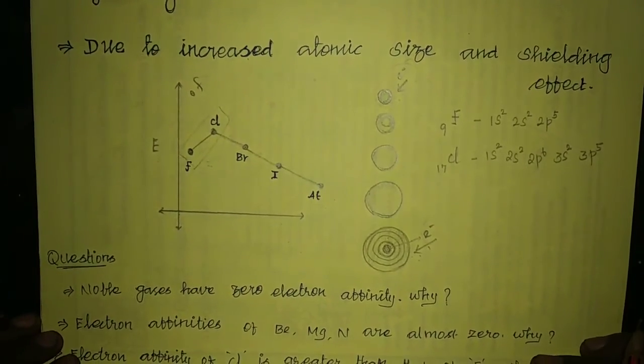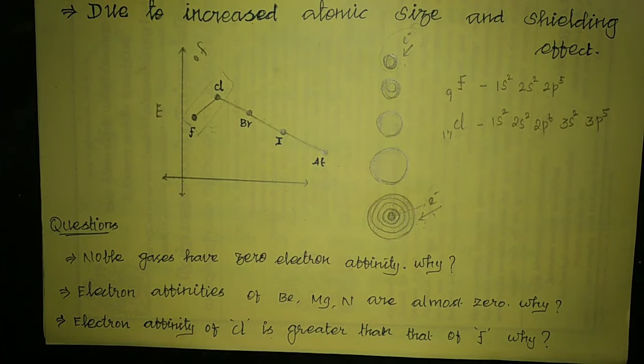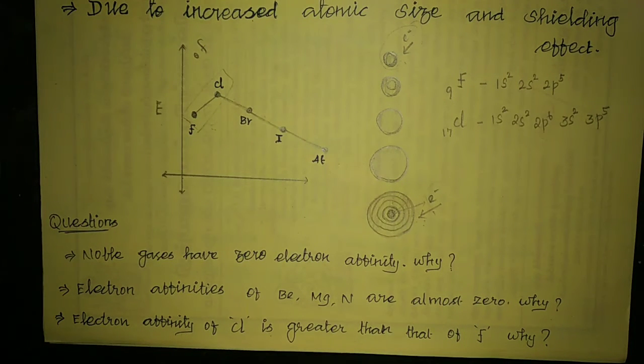Okay, so with this what is over? Electron affinity is over, and I have a few questions for you to check your level of understanding. Okay ma? How many questions are there? There are 3 questions I have taken. The first question is, noble gases have 0 electron affinity. Why? Then second question is, electron affinities of beryllium, magnesium and nitrogen are almost 0. Why? This is the second question we are going to discuss. The next one, the electron affinity of chlorine is greater than that of fluorine. Why? So in this plot I have explained that. So these are the three questions we are going to discuss.